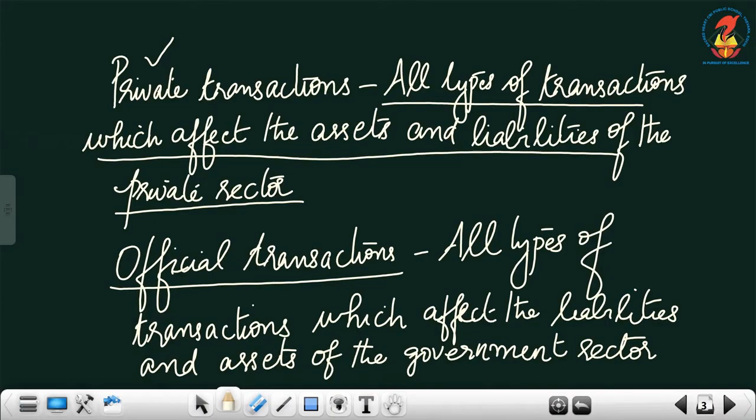The first component of capital account is private transactions. What are these private transactions? All those transactions which affect the assets and liabilities of the private sector are known as private transactions. So once again, all types of transactions which affect the assets and liabilities of the private sector.